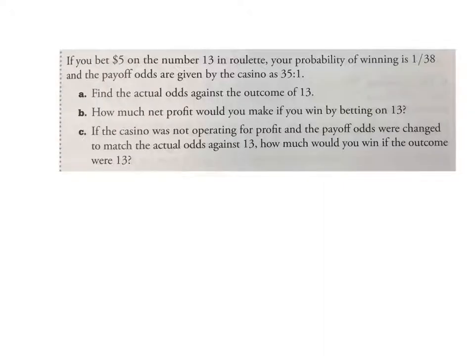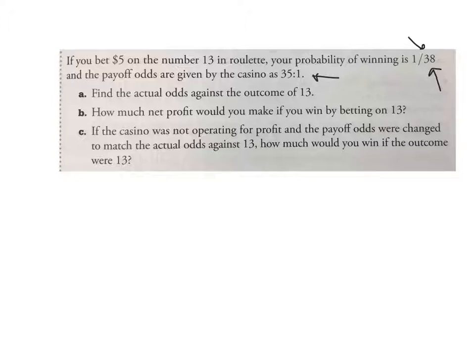Here we go. If you bet $5 on the number 13 in roulette, your probability of winning is this. That's your real probability. And the payoff odds of the casino are 35 to 1. Do you see how they're different? That's really 36 total versus 38 total. So that's the difference right there. That makes the casino make money. We'll look at that right here.